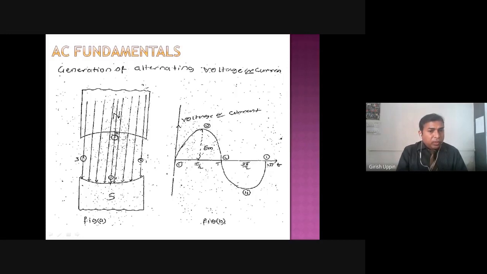Then it will start moving in this direction towards position number 4. When it is moving at position number 4, first of all, it will cut the maximum flux, because the direction of motion is this way and the direction of flux is this way. So it makes again a 90-degree angle. The conductor will cut maximum flux, but it is now under the south pole, so the direction of the voltage will change. At position number 4, the EMF induced would be maximum, but in the opposite direction, that is minus Vm.